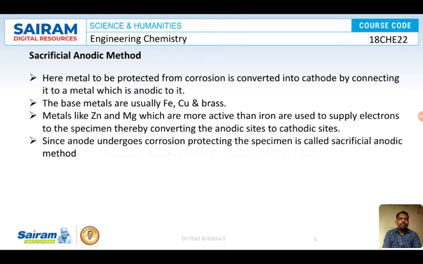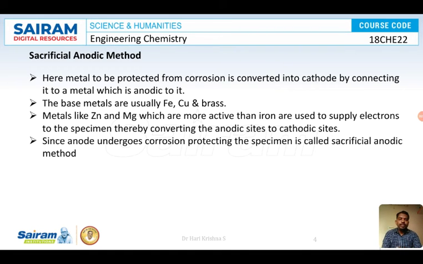So when you connect the higher metal, for instance, let us consider iron is the specimen. Iron is undergoing corrosion. As soon as you connect zinc to this, what will happen? Zinc acts as anode, iron acts as cathode. So zinc undergoes corrosion, protecting the iron which is acting as cathode. So zinc is sacrificing itself to protect the metal acting as cathode. Since the anode undergoes corrosion, protecting the specimen, it is called the sacrificial anodic method.